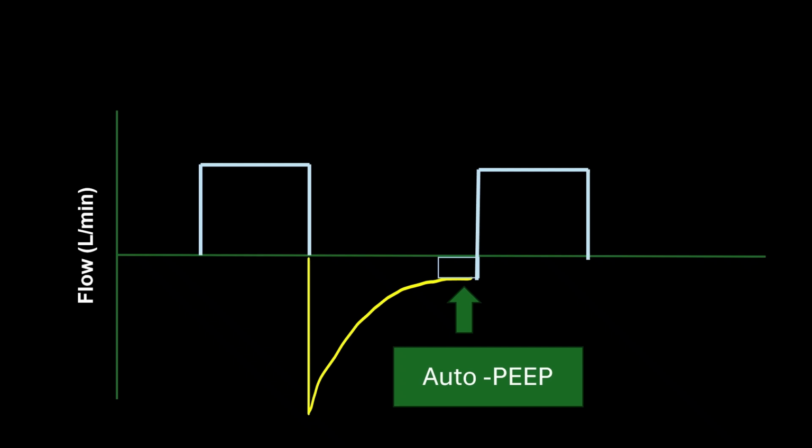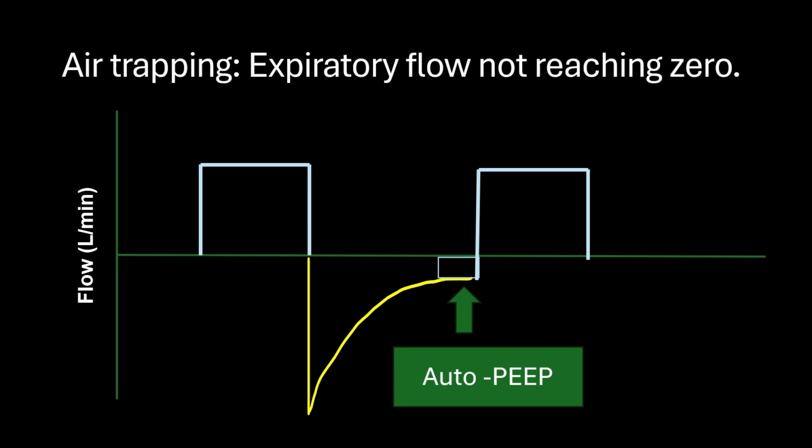In most cases, you administer bronchodilators, and it is very important to prolong the expiratory time and adjust the IE ratio, and also measure the intrinsic PEEP. It's very important. So air trapping can occur in such cases.